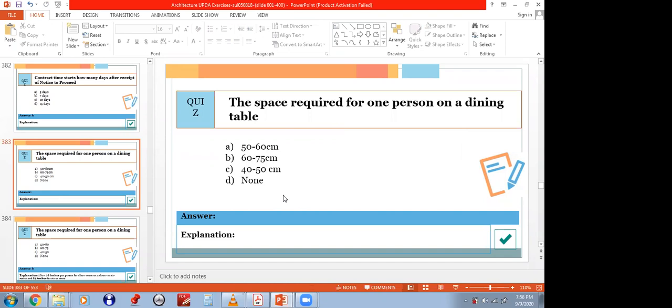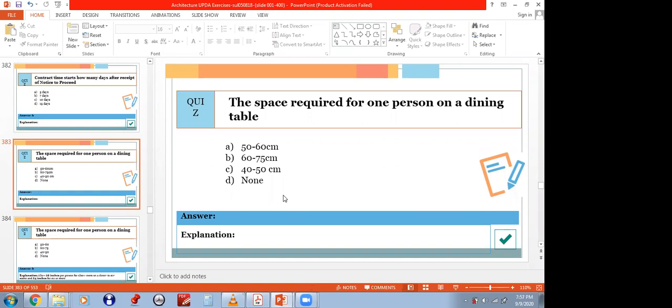Okay? But the question that I got for my exam was very specific. They asked me, what is the space required for one person on a dining table that can seat 3 to 6 people? Okay, so the answer is 660 mm. How is that computed?